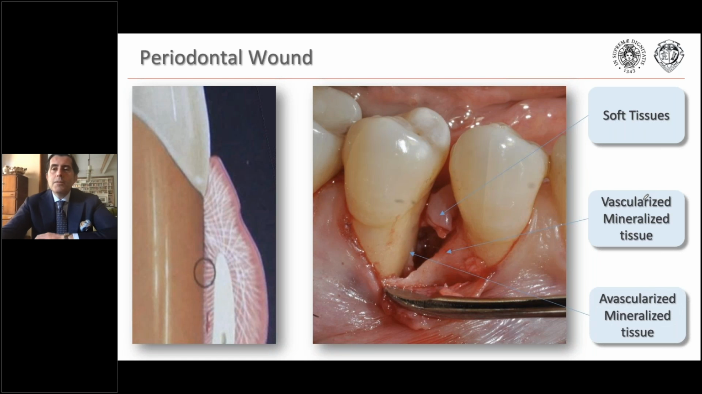bone. But then in the middle of the wound, you have a sort of a layer of marble, these areas of the root surface, which is often avascularized. And really the main problem that we have in terms of healing is that the blood clot is struggling to adhere to this part, to the root surface. Therefore, if you keep it in mind, you understand that the higher is the percentage of root surface in the wound, the more complex is the healing, and therefore the lower is the clinical healing.